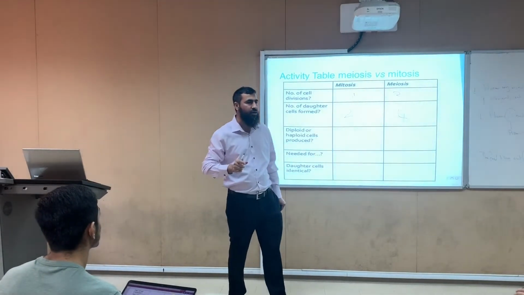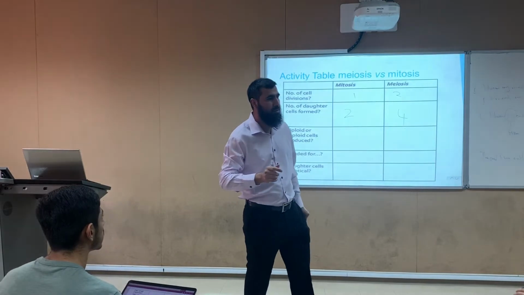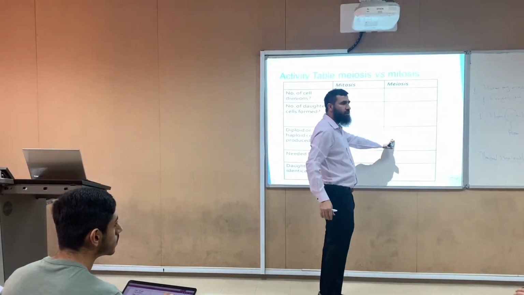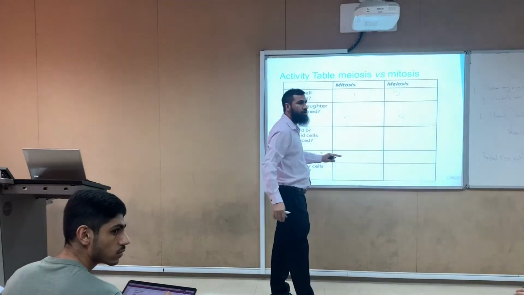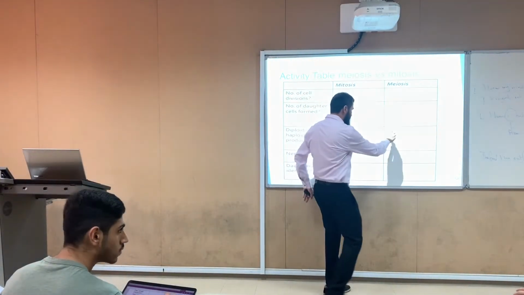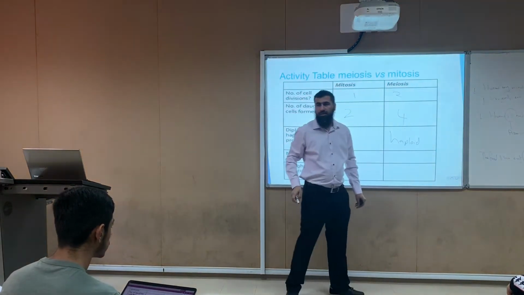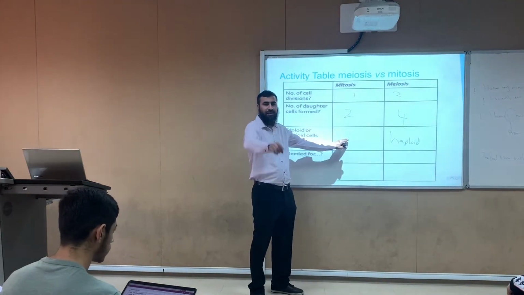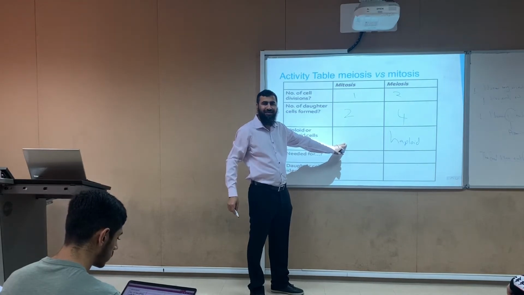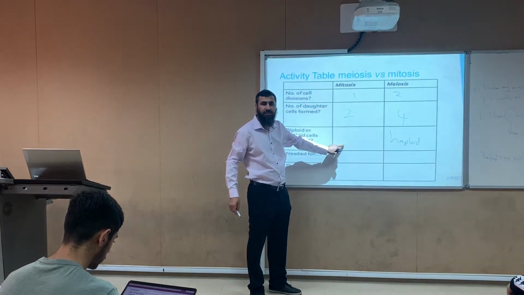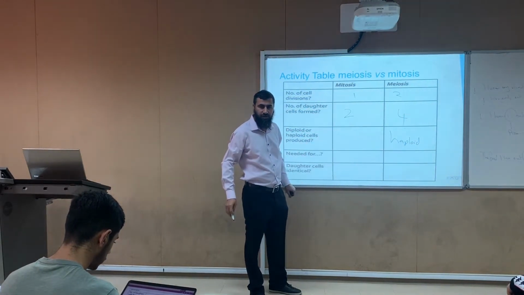I want to choose somebody to come and tell me the answer. What about in the back? In meiosis, do you get what sort of cell? Diploid or haploid? Haploid. Now obviously, what do you get in mitosis? What sort of cells? Diploid.